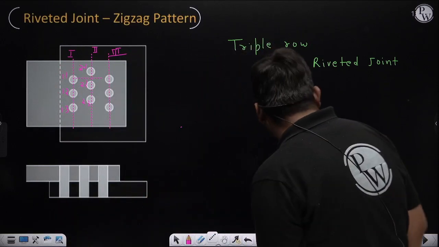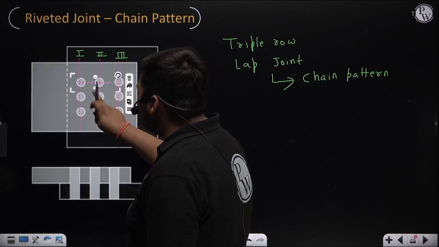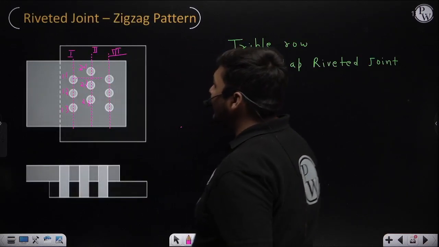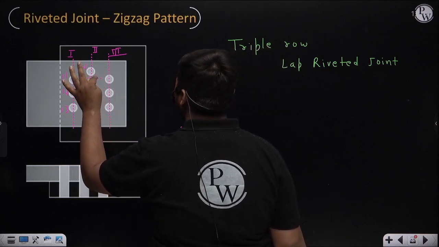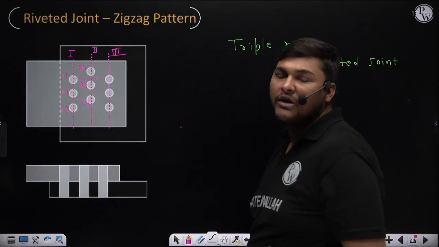But here in this diagram, you can see if I make a horizontal line from this, in the next row, exactly in front of this, the next rivet is coming. But here, exactly in front of this rivet, no rivet is coming. Either it is above this or below this, but exactly on this line, in the next row, a rivet is not coming.